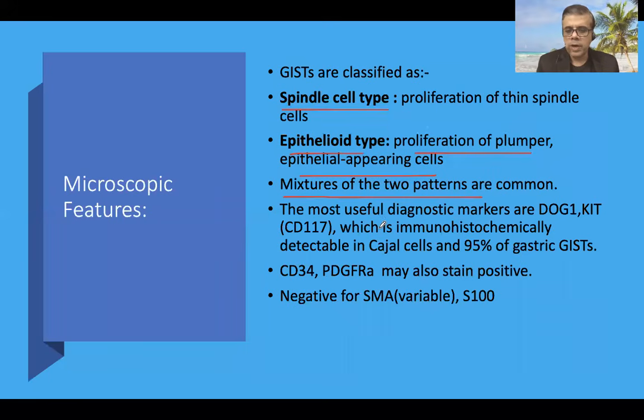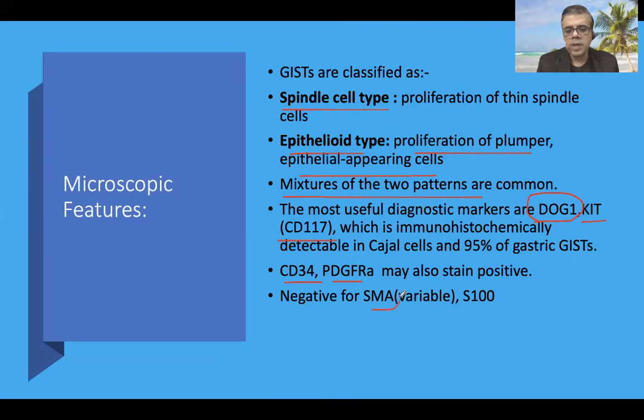The most useful diagnostic immunomarker that is used for the diagnosis of GIST is DOG1. This is called discovered on GIST 1. It's called the DOG1 protein, fairly sensitive and specific for GIST. You need to remember this, almost 98% sensitivity is there. Now KIT CD117 is another important IHC marker, almost 95% sensitivity is there. And CD34 and PDGFRA stains also may be positive. So CD34 sometimes stains positive.